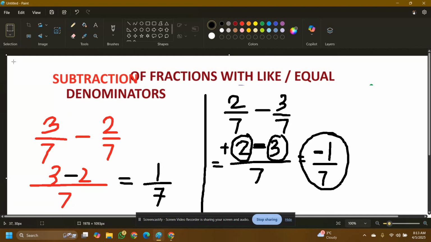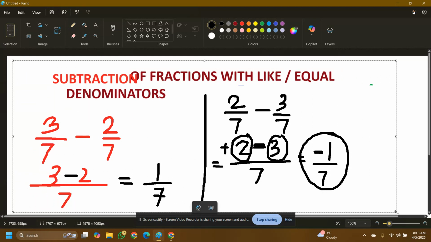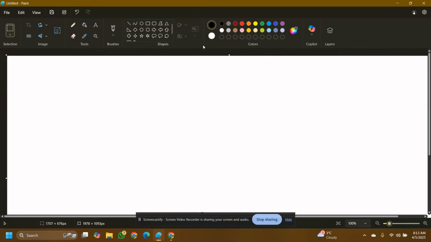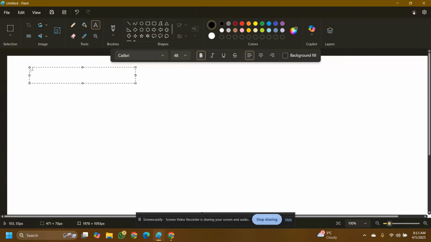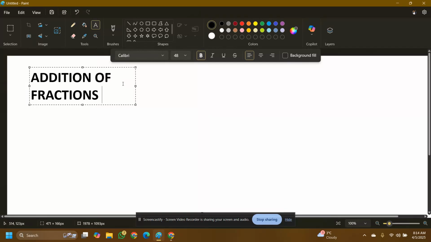Now I'm going to show you about the addition of fractions with unlike denominators or different denominators. I'm going to type that in really quick.